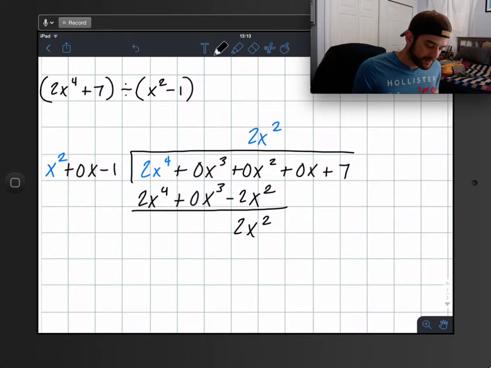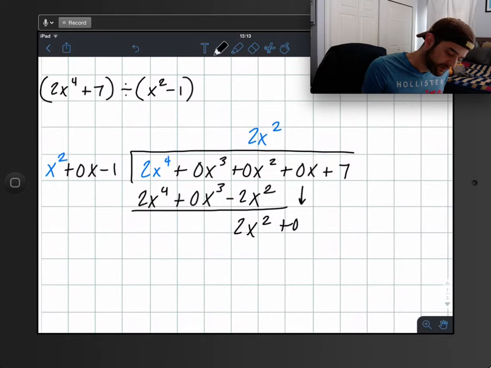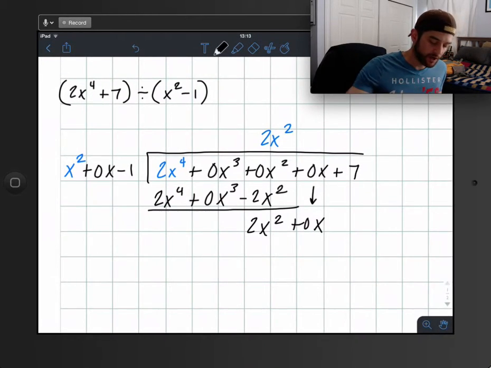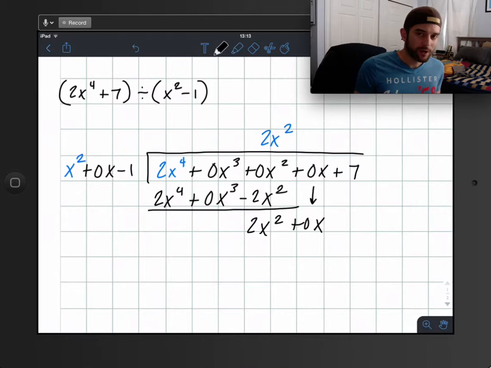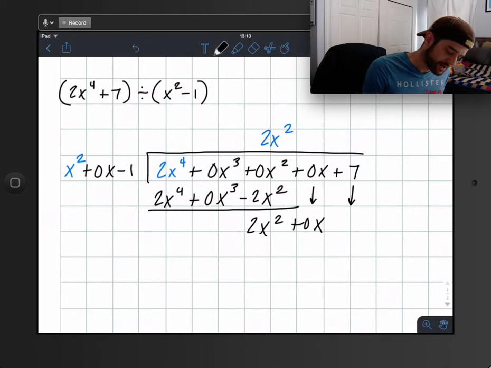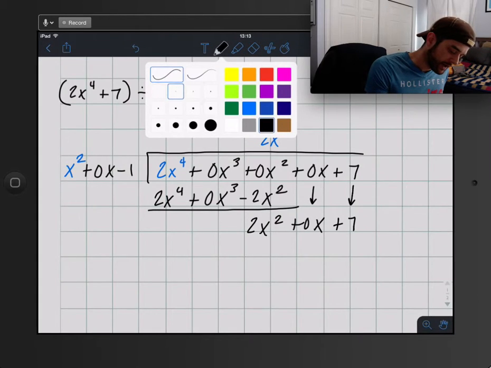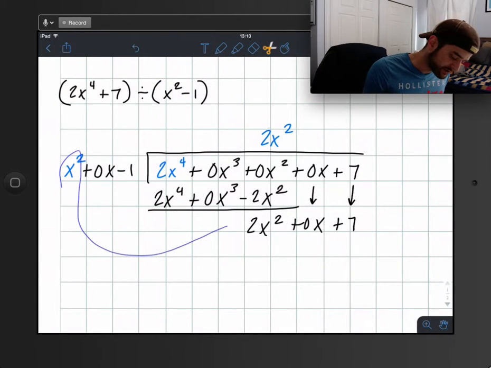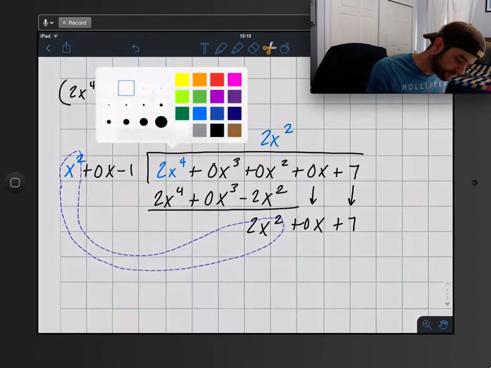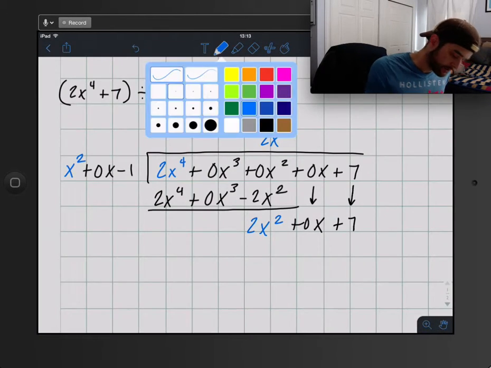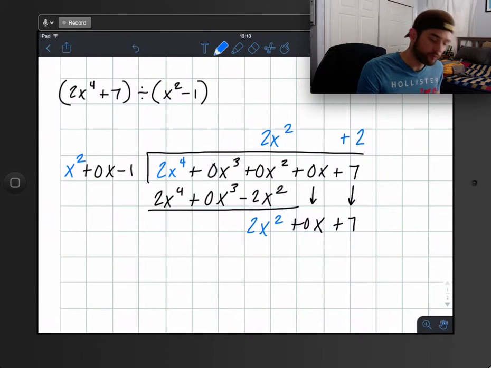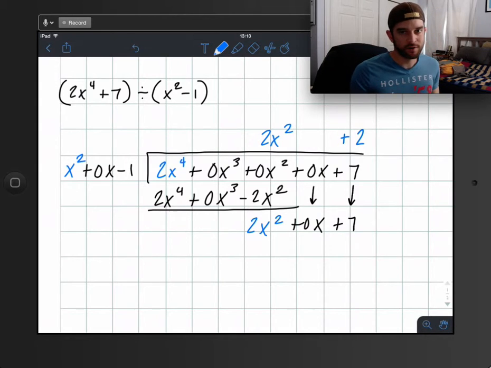Now, since all the terms except for the last canceled out, I only have one left. So if I drop down the 0x, I have two terms under the division bar, but I have three terms in my divisor. So I have to skip a step and bring down the 7 as well. And what do I multiply x squared by to get rid of 2x squared? I multiply it by 2, which I'm going to write over the 7 because their degrees are the same. So notice I didn't multiply by any linear terms, and that's okay because I had to drop down an extra term, so I skipped that one.